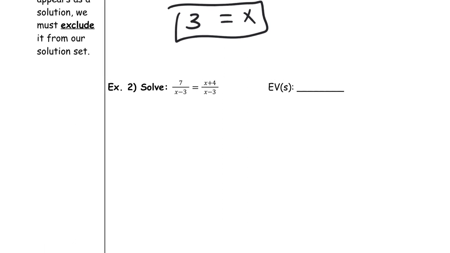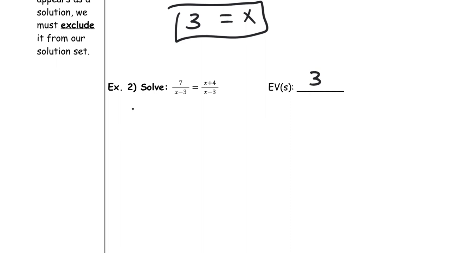Okay, looking at the next one, what are the excluded values for that? Just the bottom. Can't divide by 0. It's okay. 0. Okay, so here we go.